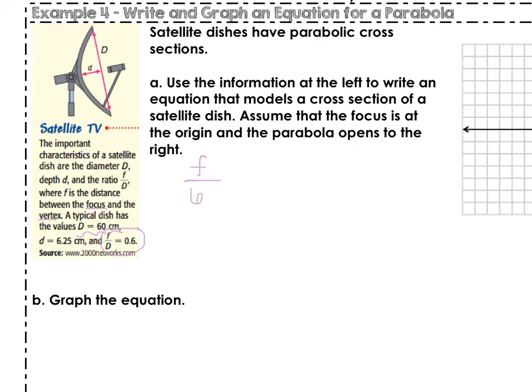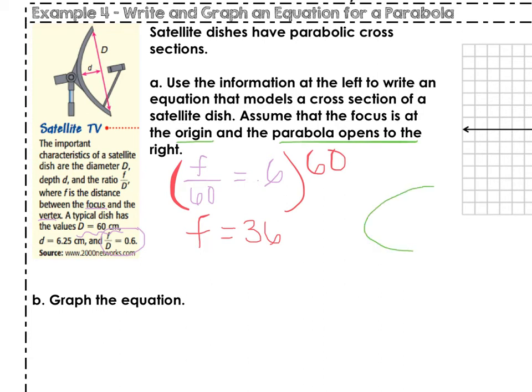So d is 60, and this is equal to 0.6. So all I need to do is multiply both sides by 60. So f is equal to, well, 0.6 times 60 is 36, okay? All right, so in the problem, it actually gave us the information that the focus is at the origin and the parabola opens to the right.